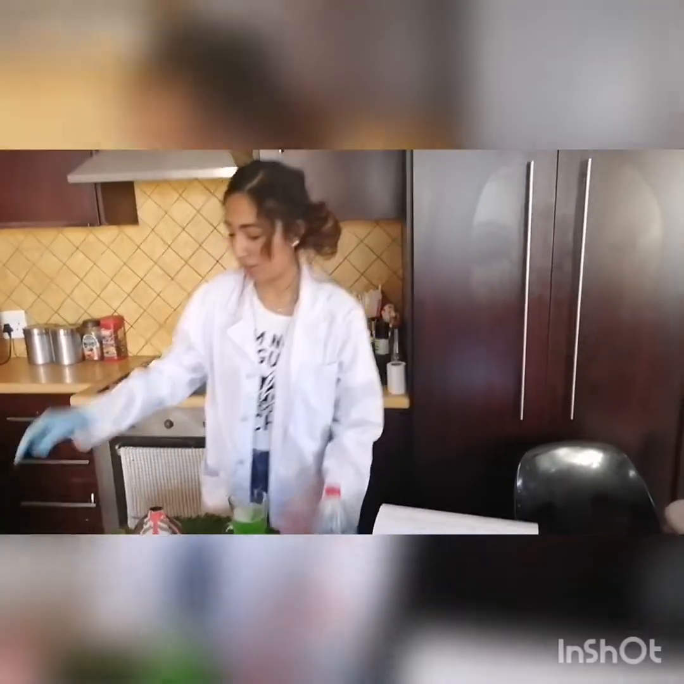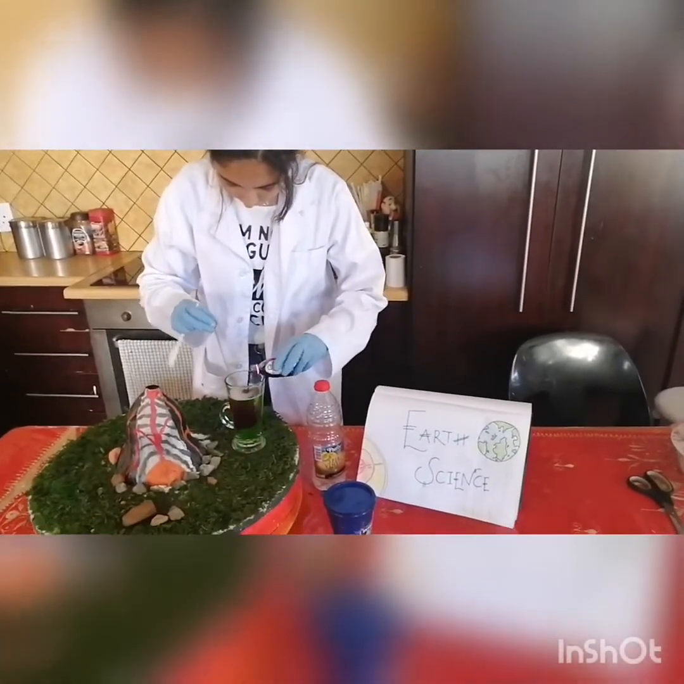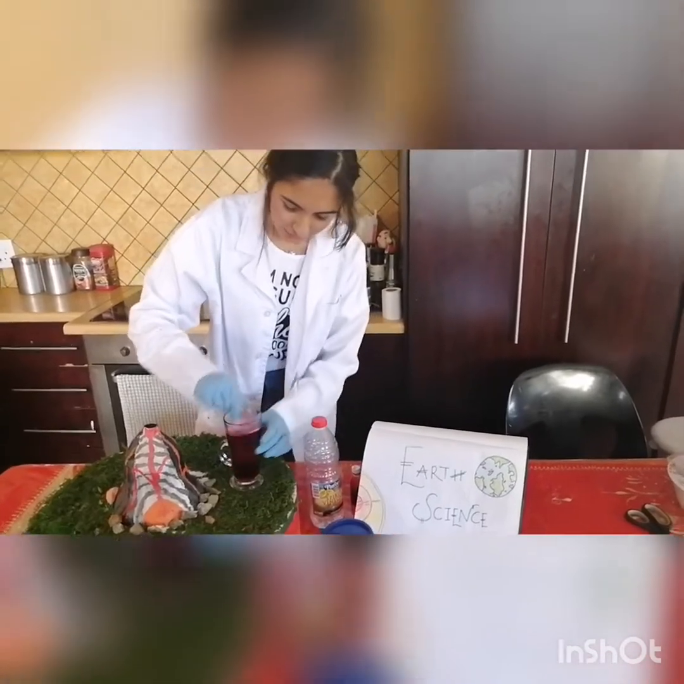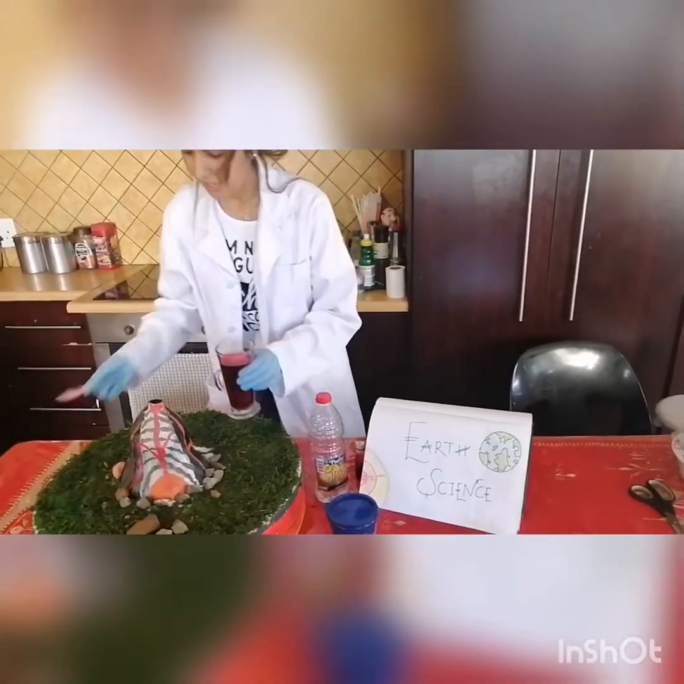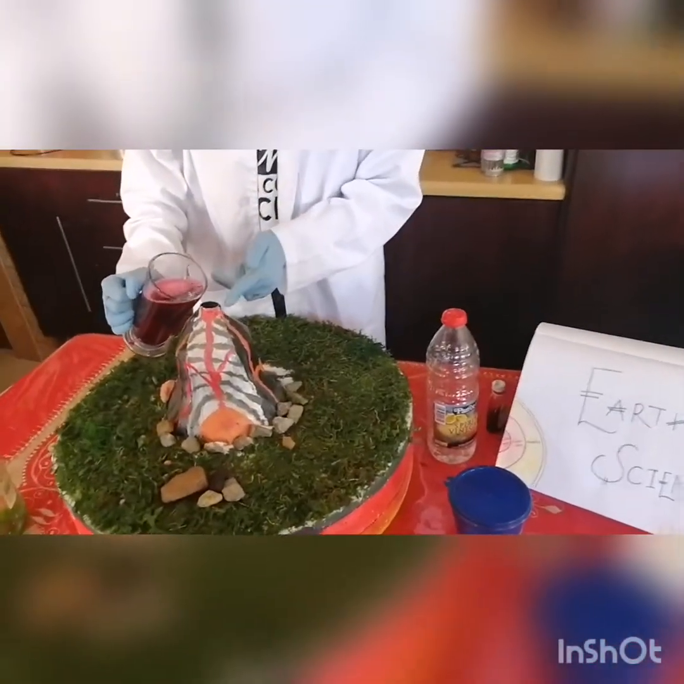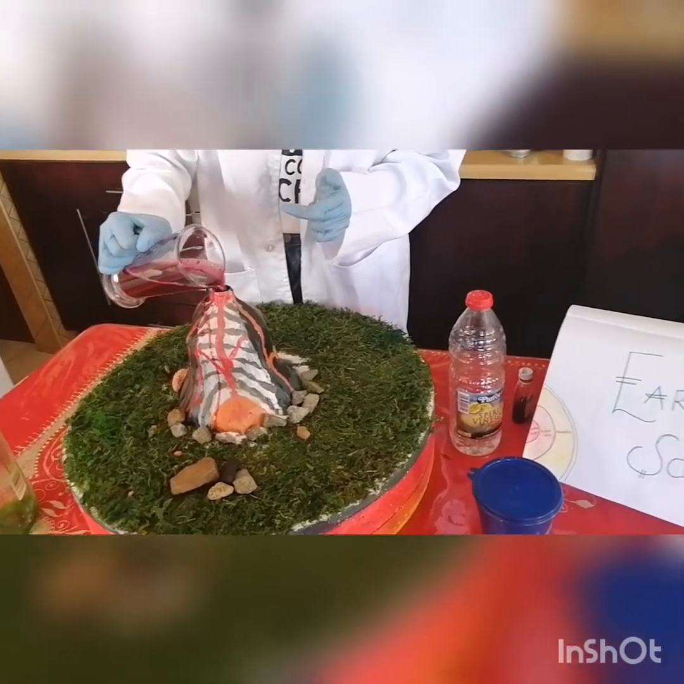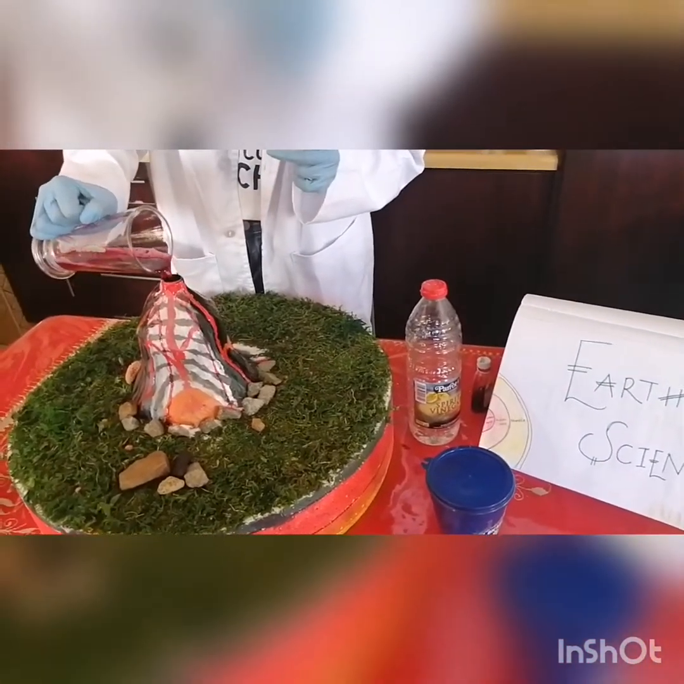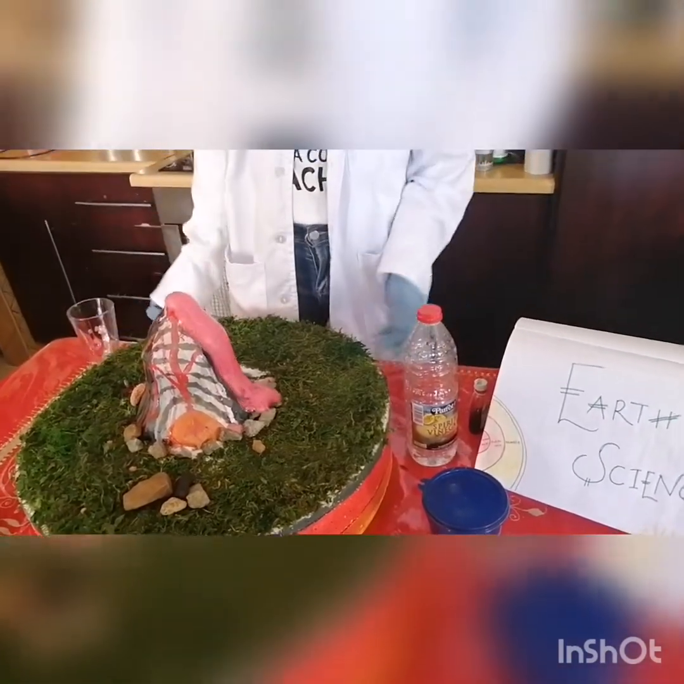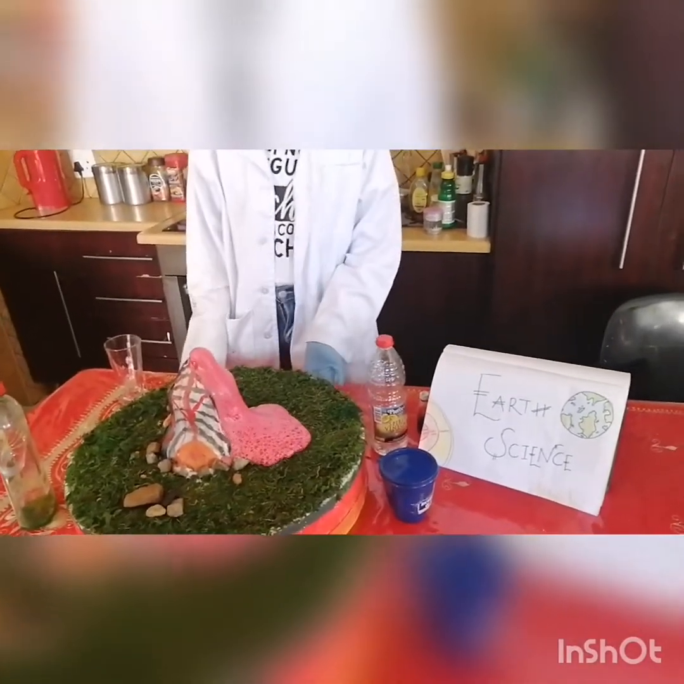And for the red color, we're going to use some food coloring, just a little bit of that. And we're going to mix our solution. And now, watch how it's going to erupt. Okay, it should erupt. And we see that lovely flow of lava. Isn't that so cool?